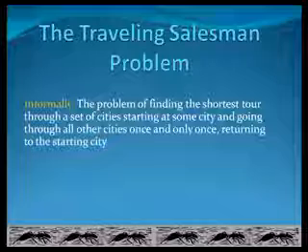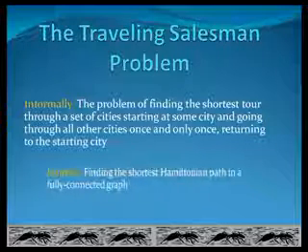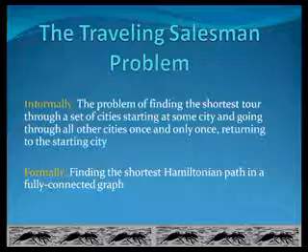...some city, going through all other cities once and only once, and returning to the starting city. Formally, finding the shortest Hamilton path in a fully connected graph.